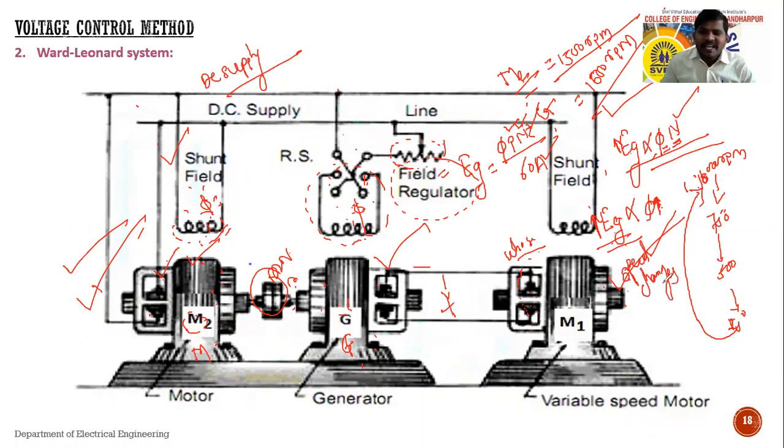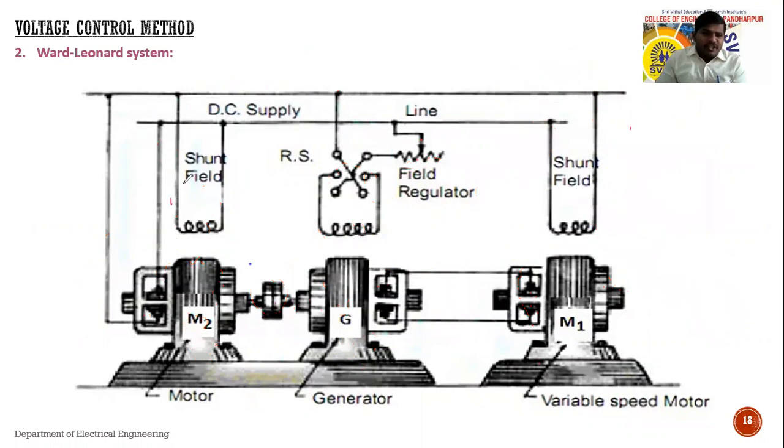Now, what will happen to the speed of the motor? Will it change or not? As the EMF induced by the generator is varied, the speed of the DC shunt motor whose speed we want to control can be changed. So see how it can be done. This motor runs at constant speed.